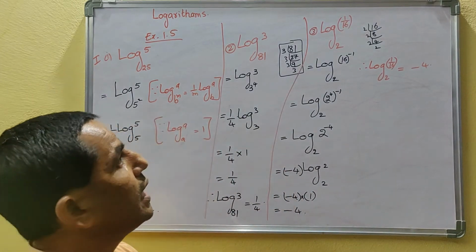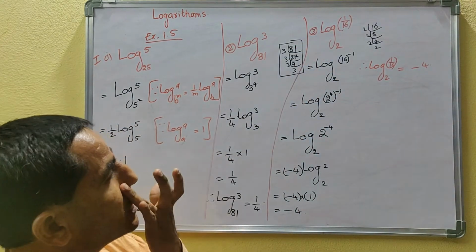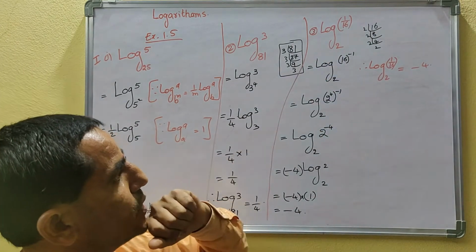I will repeat the answer once again. First of all, 1 by 16 can be written as 16 whole to the power of minus 1.